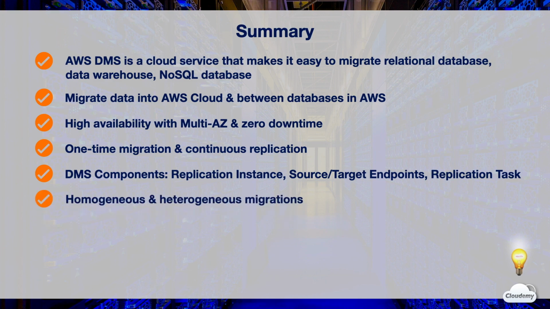DMS supports homogeneous migrations for the same database type, and heterogeneous migrations for different database engines. For homogeneous migrations, you can directly use DMS to migrate data from the source database to the target database. For heterogeneous migrations, you need to convert the source schema and code using SCT before the data migration.